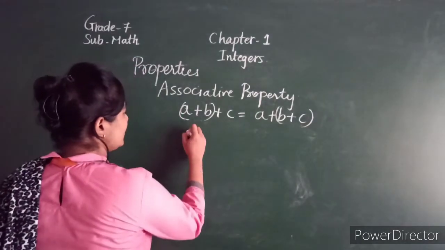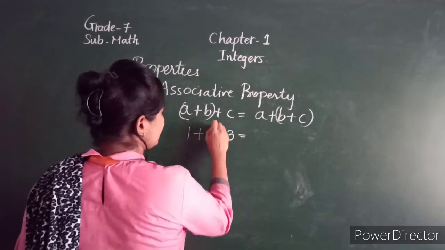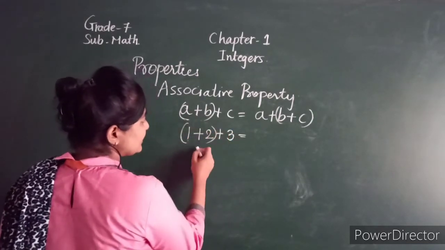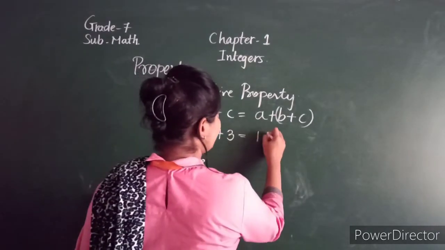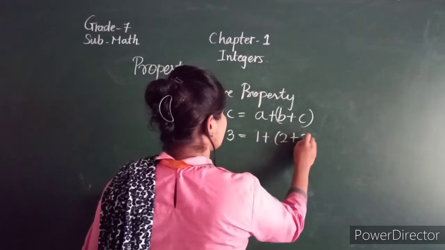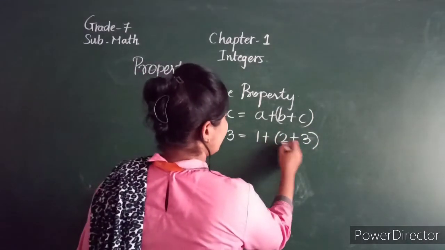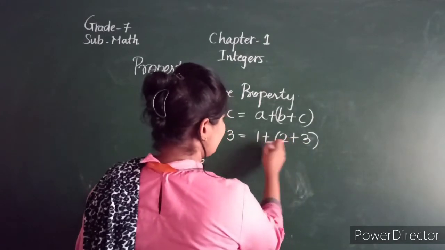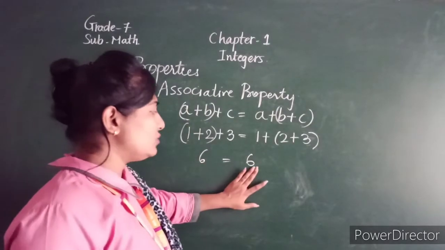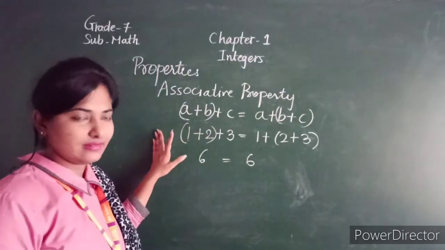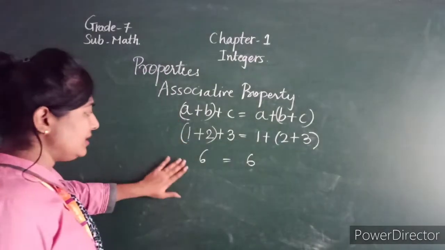Let's see with numbers. If I take 1 plus 2 plus 3. Here 1 plus 2 is 3, and 3 plus 3 is 6. Here 1 plus, with the grouping between 2 and 3, so 2 plus 3 is 5, and 1 plus 5 is 6. So both are equal. So addition is associative.